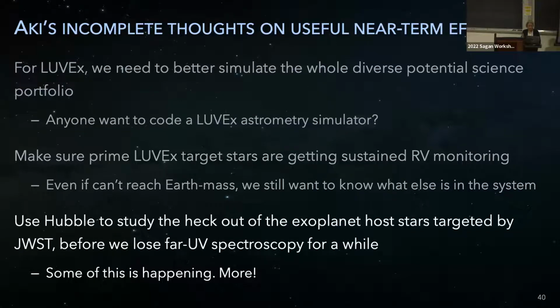Okay, and then finally, we should collect far UV spectra of all the exoplanet host stars that might be targeted with JWST before the end of Hubble. Some of this is happening, but I think a bigger upfront effort is warranted since we don't know how much overlap there will be between the HST and JWST lifetimes. And without HST, you will not be getting quality ultraviolet spectra of these stars.